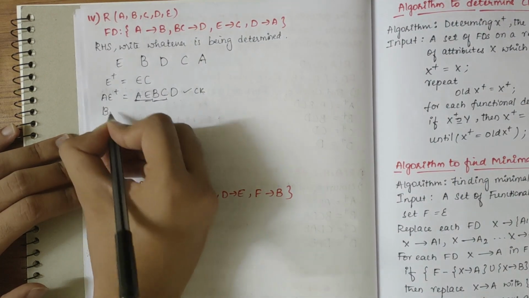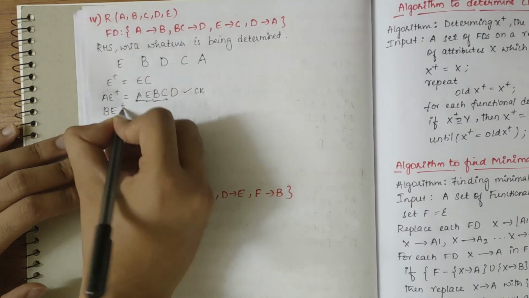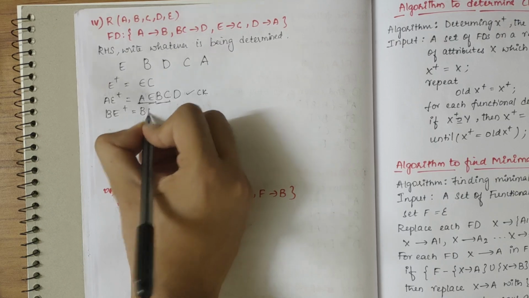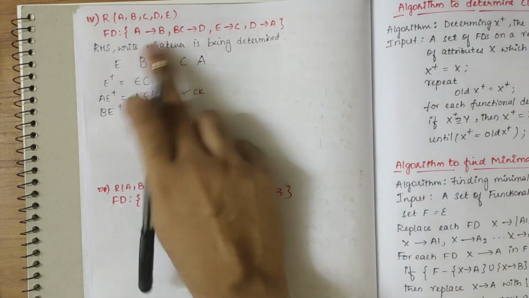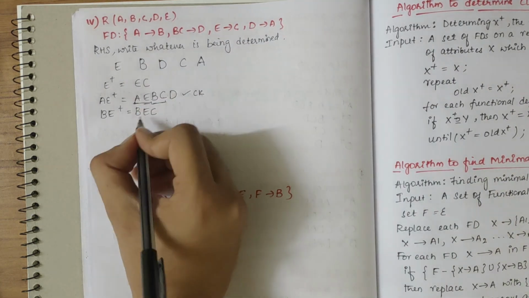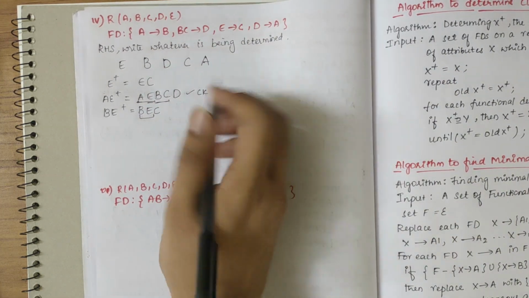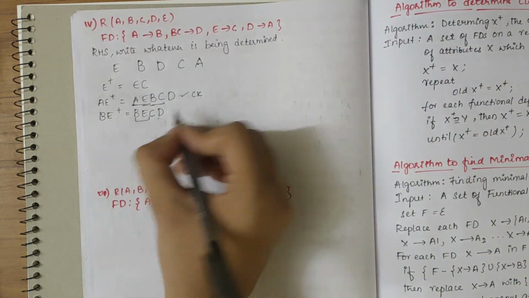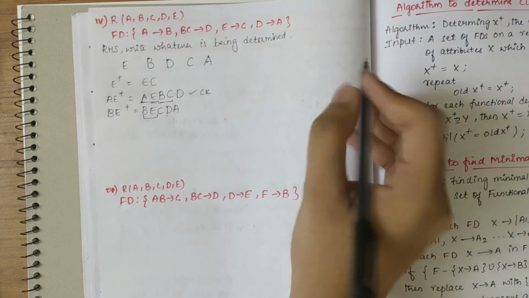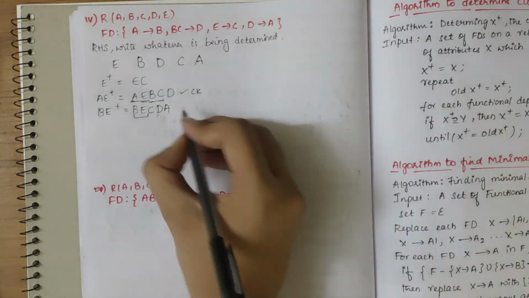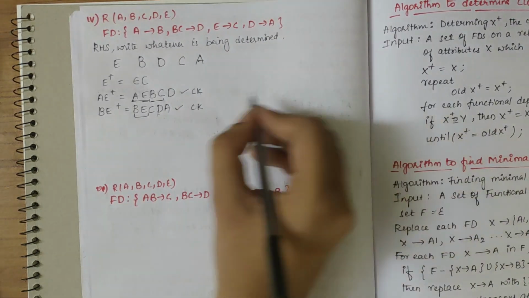Now I'll replace it with B and E closure. I'll check for BE closure. First I'll write BE as it is, and then B determines anything, no. E determines C, right? Now I can take combination of B and C. So BC determines D. Now C determines anything, no. D determines anything, A. D determines A. So I've got A, B, C, D and E, all the attributes in the relation. So I can consider this also as a candidate key.